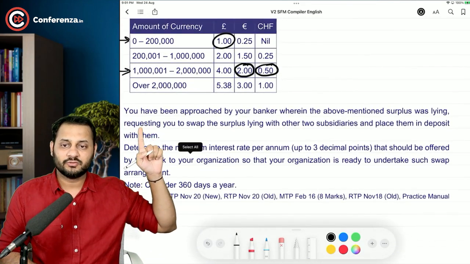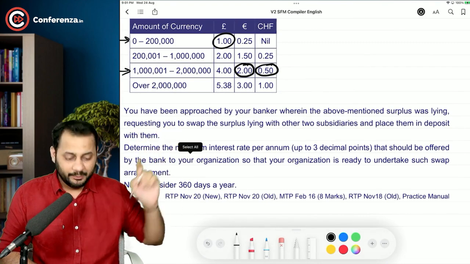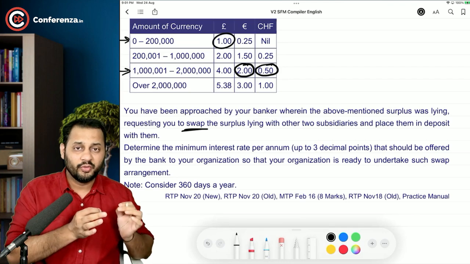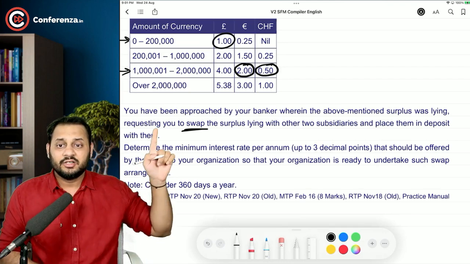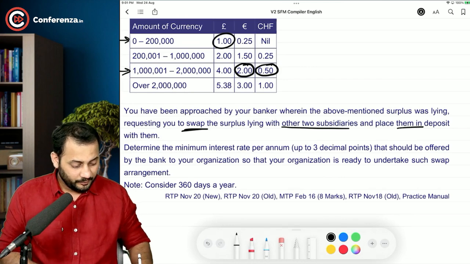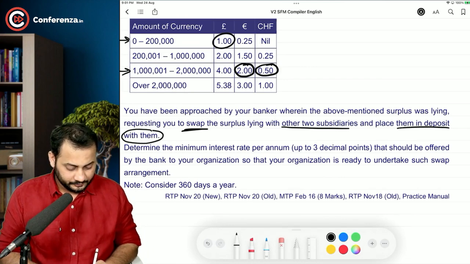Above mentioned surplus was lying, requesting you to swap the surplus. This is currency swap. But see how beautifully it is presented. Swap the surplus lying with the other two subsidiaries and place them in deposit with them.